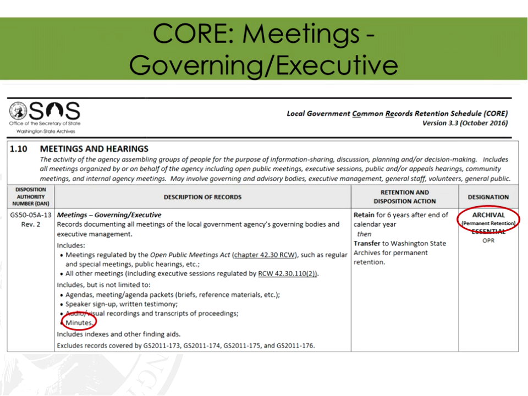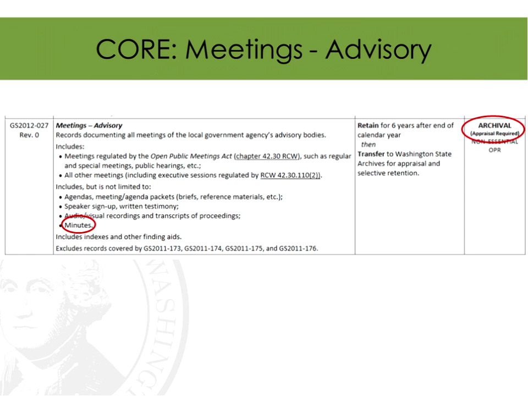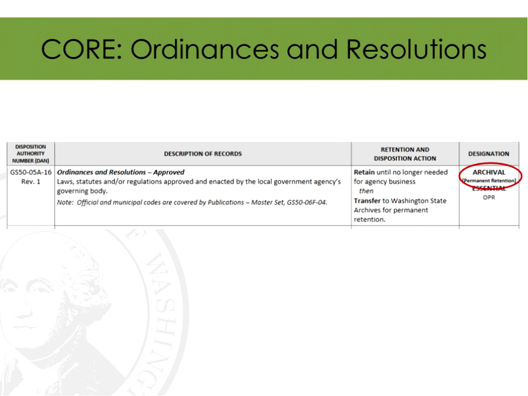This is a glance at the core schedule for local governments and the companion series for governing and executive meetings. You see this covers those minutes from the meetings from the local government agencies, governing bodies, and executive management. And as you see on the right, they're archival permanent retention in terms of their designation. And then we also have the series for advisory meetings, including the minutes from those meetings. And as with the state schedule, they are archival appraisal required.